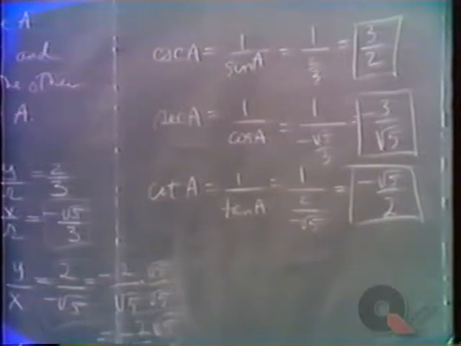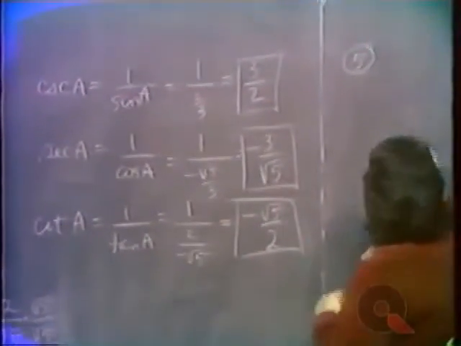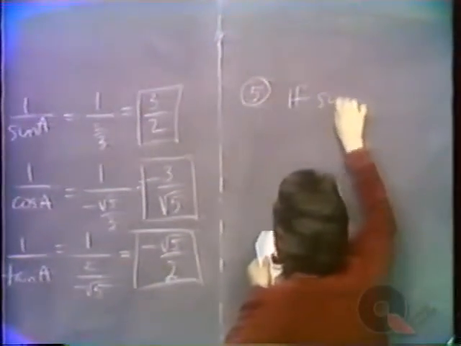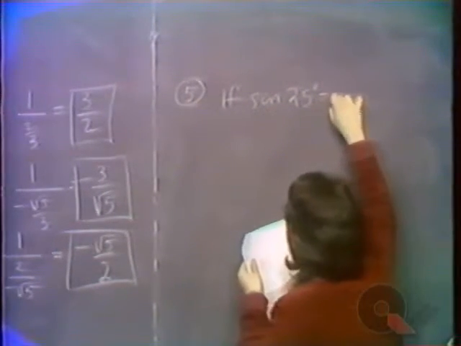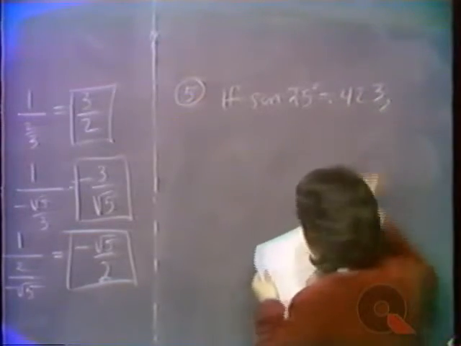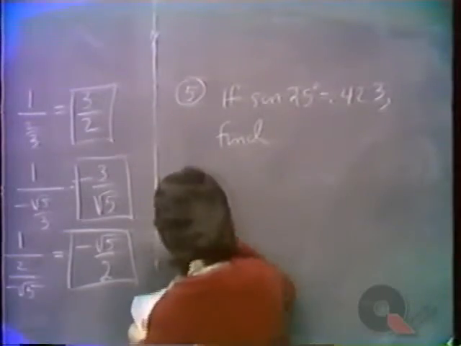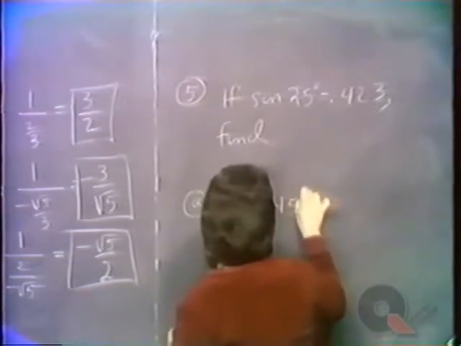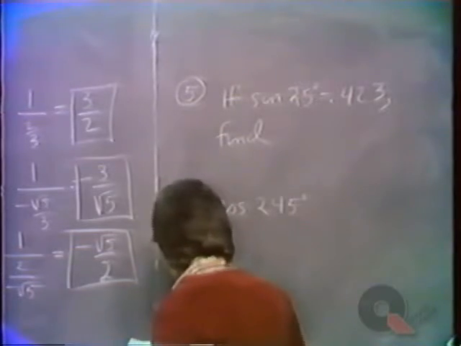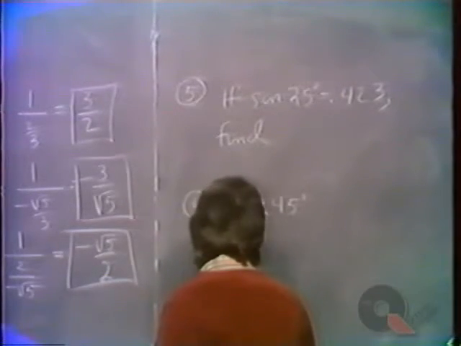Okay, now in problem number 5, we have the following. If the sine of 25 degrees is 0.423, find, in part A, the cosine of 245 degrees, and in B, the cosine of 295 degrees.